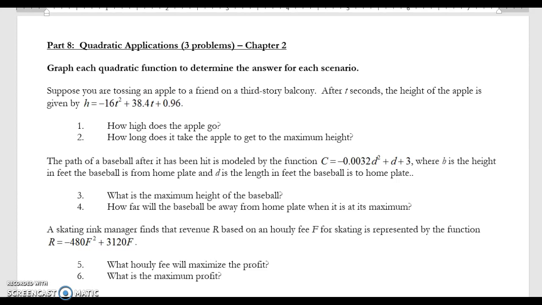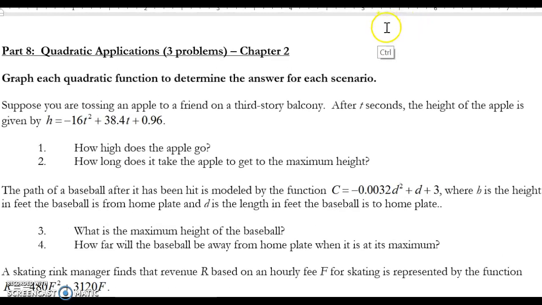Okay, so we don't have an area for our applications, so if you want to try and squeeze it in or find an area at the end. But remember, whenever you do applications, whoa, everything got bigger. Hold on.